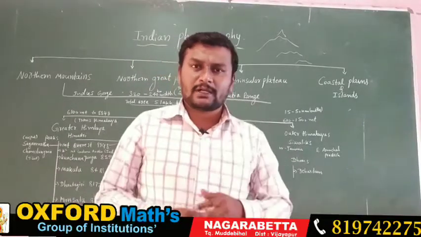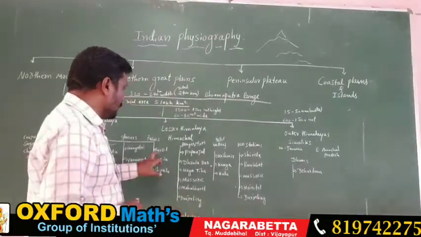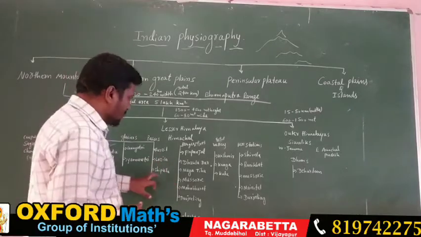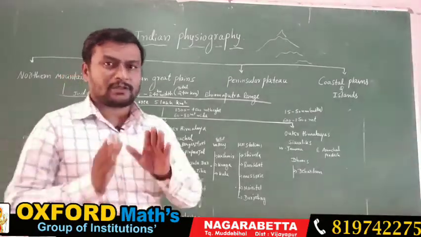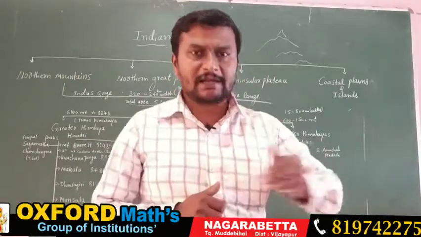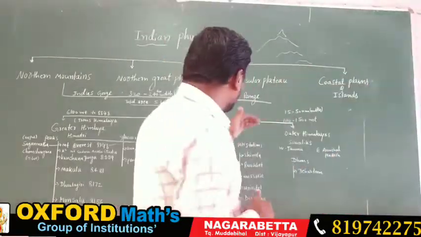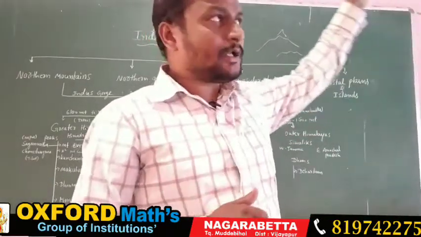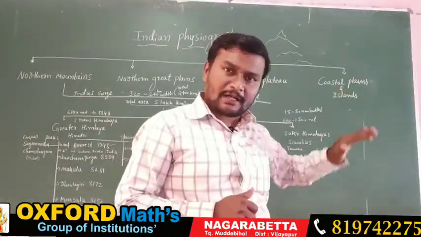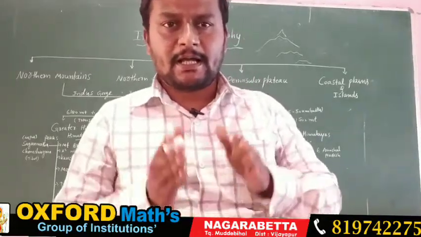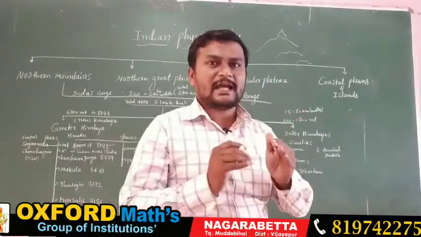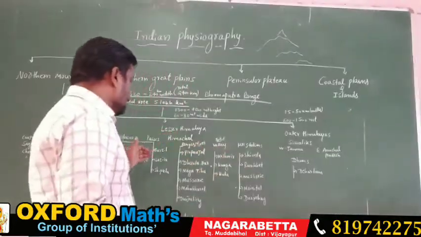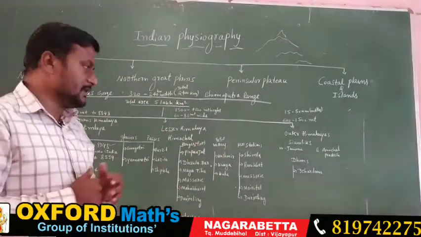There are some important passes you can see here. One is Burzil, another one is Zojila, and Shipkila, etc. These are the important passes, helpful to the people to move from the Lesser Himalaya to the Greater Himalaya, or to come from the Greater Himalaya to the Lesser Himalaya in between. So that area is called a pass. Like this, the Greater Himalaya has some unique features.